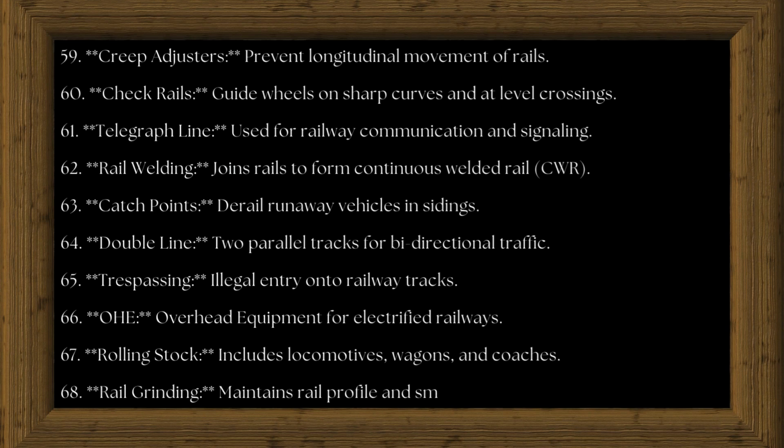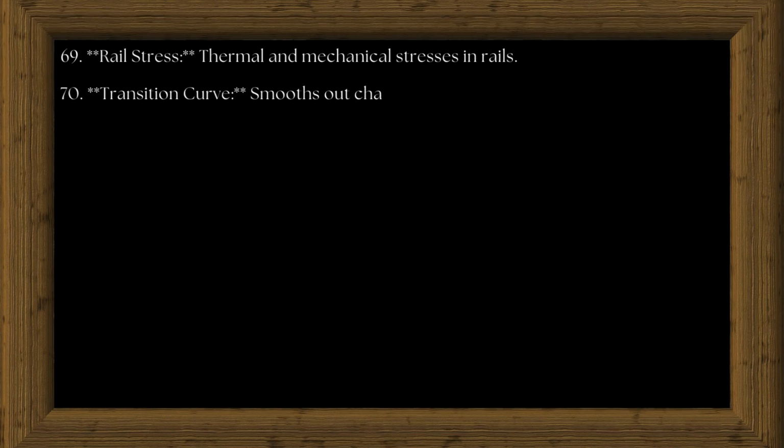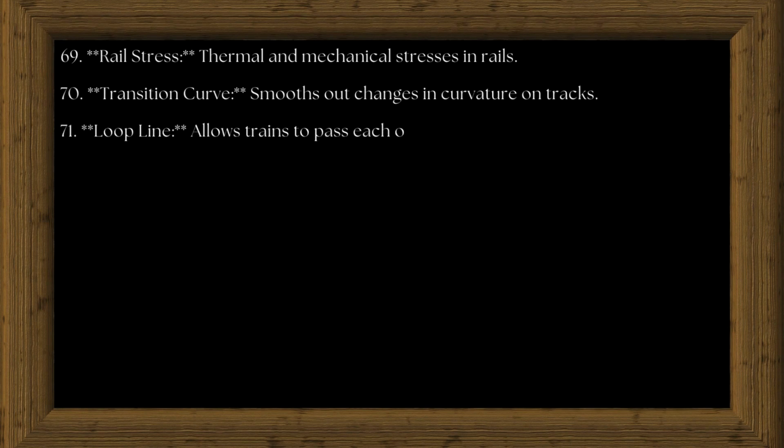Rail grinding: maintains rail profile and smooths out defects. Rail stress: thermal and mechanical stresses in rails. Transition curve: smooths out changes in the curvature on tracks. Loop line: it allows trains to pass each other on single line sections.